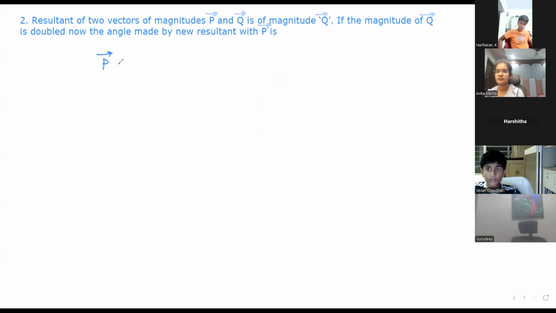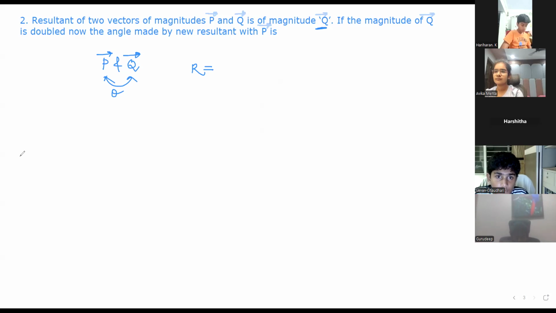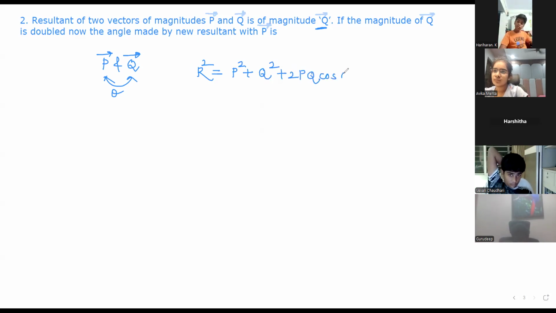So we have vector P and Q. Assume you have P and Q and the angle between them is theta. We will use the triangle law of addition of vectors here. It says the resultant of two vectors of magnitude P and Q is of magnitude Q only, right? So what is R if P and Q and theta are there? R square is P square plus Q square plus 2PQ cos theta, yes or no?